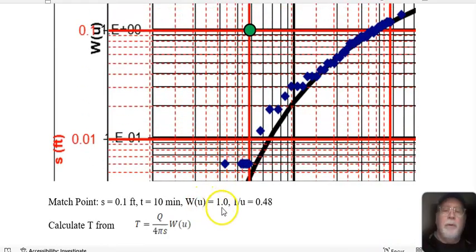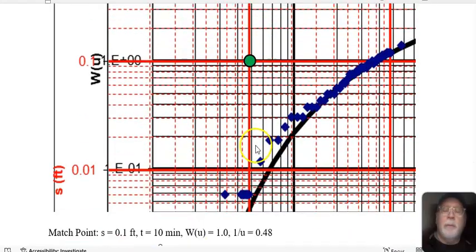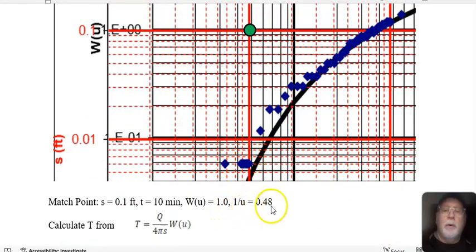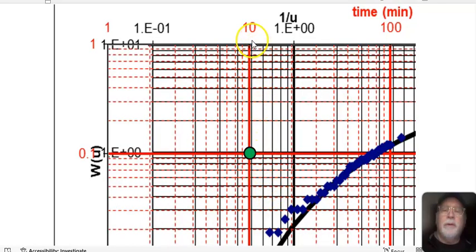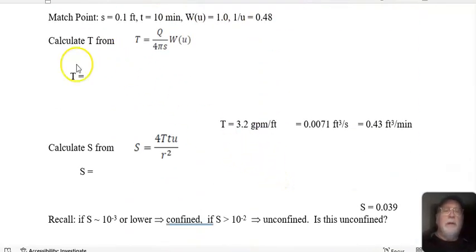And then W of U there also equals 1.0. Those happen to line up. And then 1 over U equals a little tiny bit less than 0.5. I'm going to say 0.48. So I calculate T from T equals Q over 4 pi S W of U.